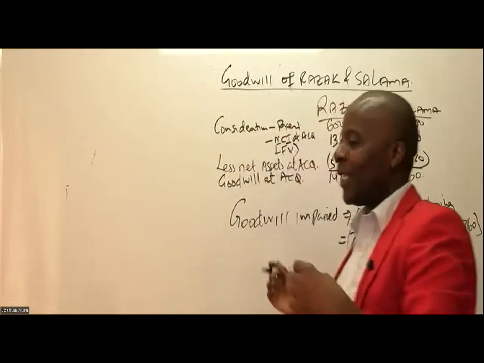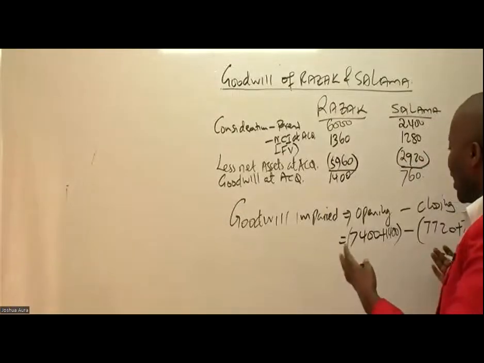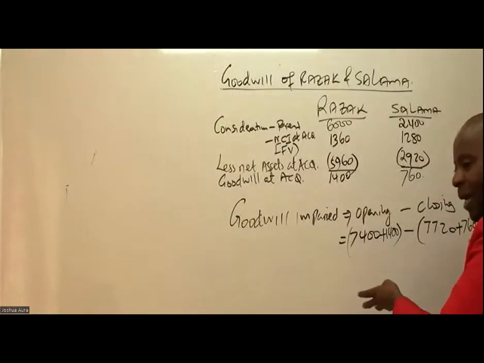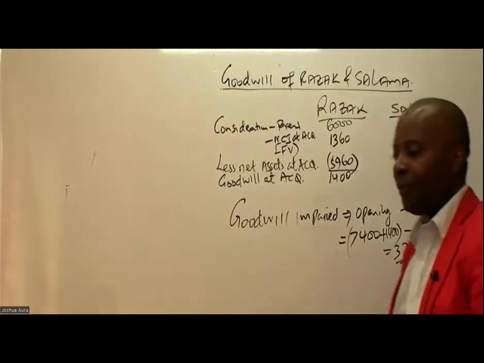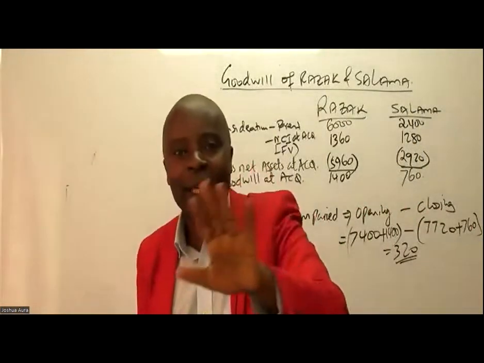I know this will make sense when I do another question, but could you kindly, in this case, give me the goodwill which was impaired? So goodwill impaired is 320. Now that is the only working that I will do.